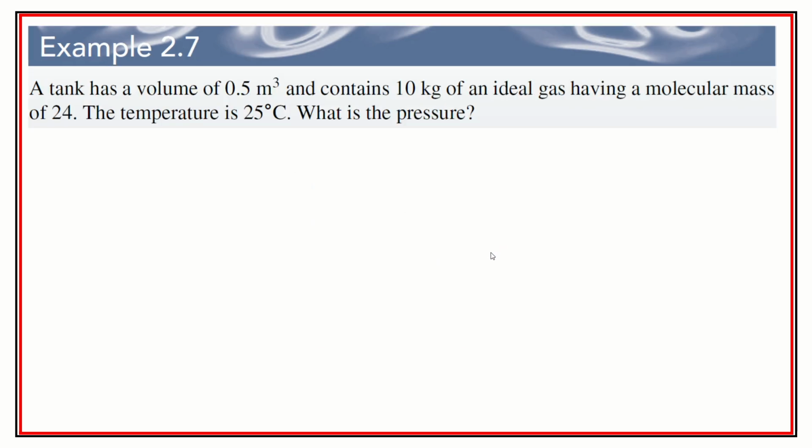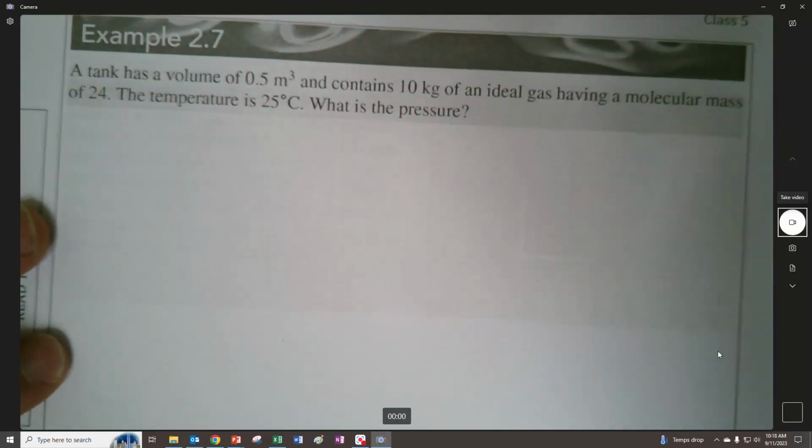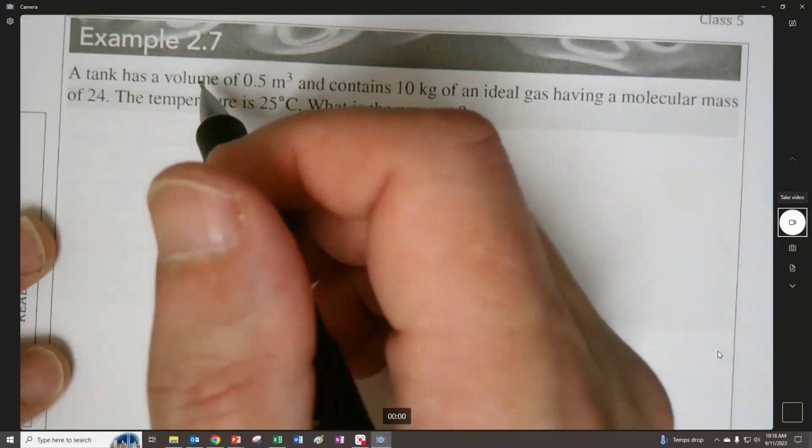All right, so here are the examples that we're covering in this class. A tank has a volume of 0.5 cubic meters and contains 10 kilograms of an ideal gas, having a molecular mass of 24. The temperature is 25 degrees Celsius. What is the pressure? So in some of this, you will note that we can mix up what we're asking for.